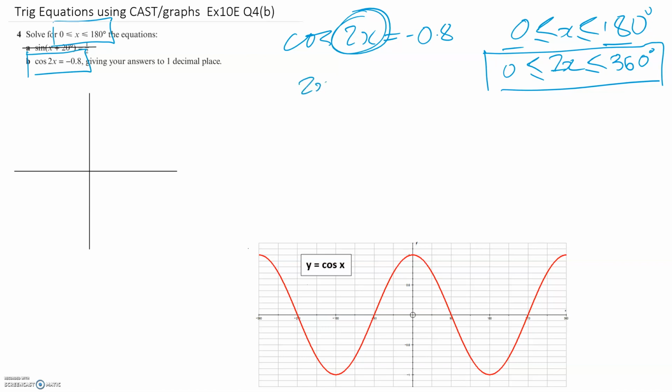So do what you normally do next. You do the inverse of cos of minus 0.8 on your calculator. That will give you the principal value, which is 143.1, I think. So that's our principal value. Now, as I said before, whatever you do, don't divide by 2 now. You need to use the cos diagram next.